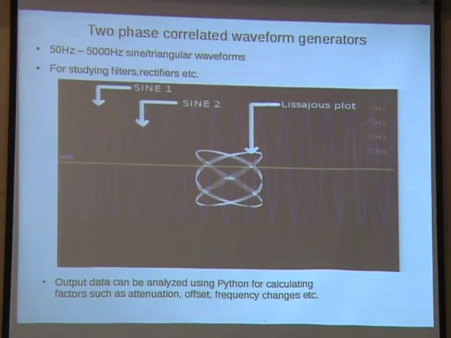Okay, there are two waveform generators, sine waves or triangular waves. The minimum frequency is around 50 hertz, and it can go up to 5 kilohertz. So here, for example, I've taken two of these sine waves and plotted a Lissajous plot. A Lissajous plot is an amplitude of one curve versus the amplitude of the other. If the phase difference between the curves is zero, you'll get an x equals y plot. And here, for example, you get a figure like this. The frequencies are different, so you have multiple loops.